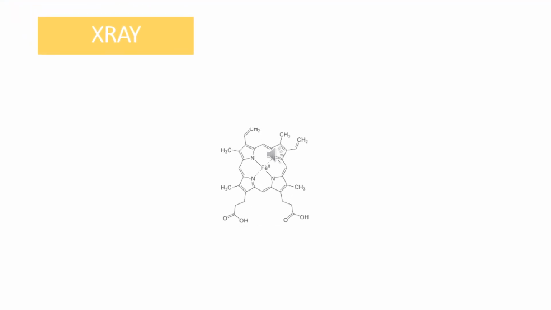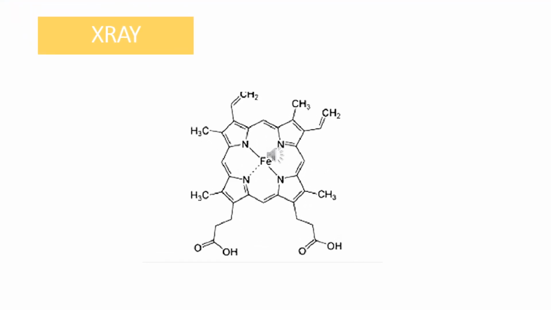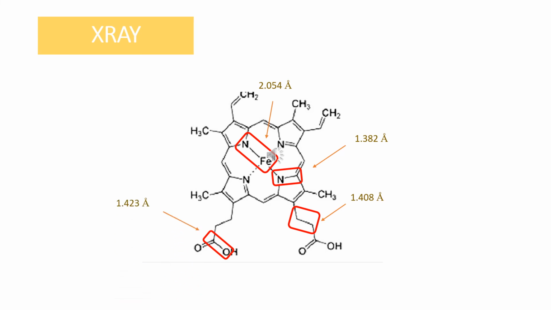X-ray diffraction shows the geometry of the compound. The bond length of N and Fe is 2.054 Angstrom. The bonding between N and C is 1.382 Angstrom. The bond length between C and C is 1.408 Angstrom. And finally, the bonding between C and O is 1.423 Angstrom.